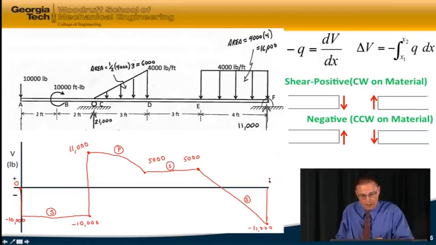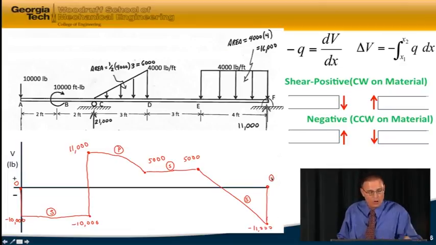And then finally, we're going to go up at the end, 11,000. That's positive, and it closes off at 0. You should close off at 0 on both ends of your shear diagram. The only other thing you might want to do is find this distance where the shear force switched through and was 0.